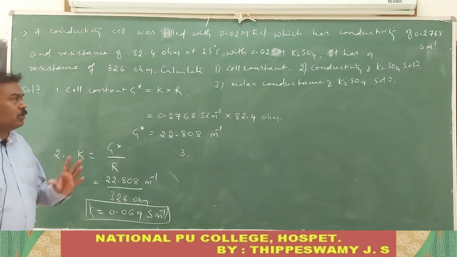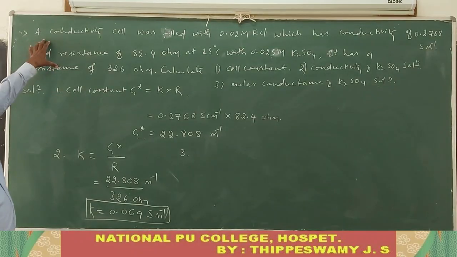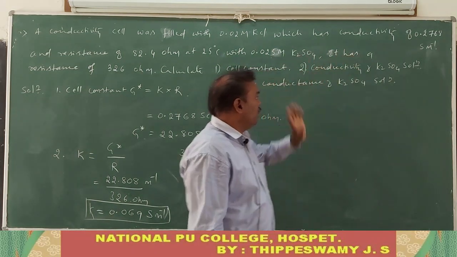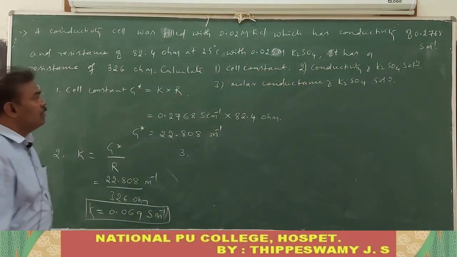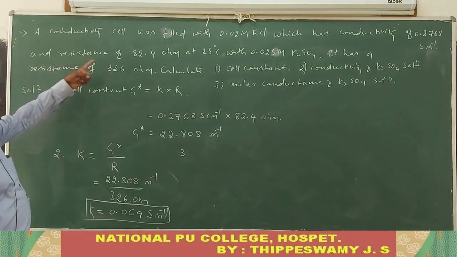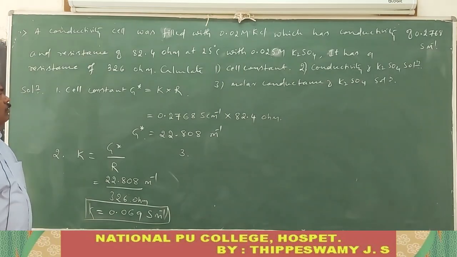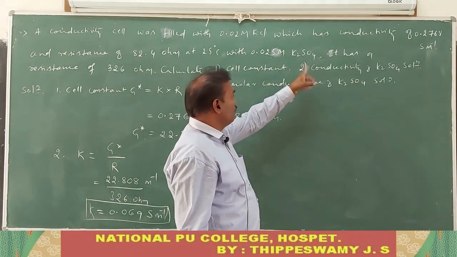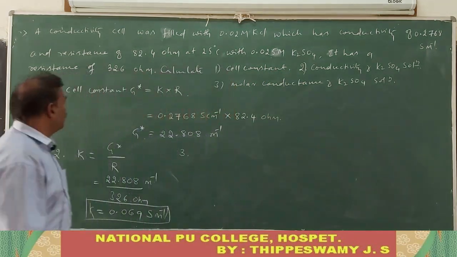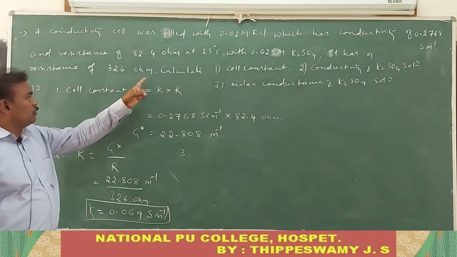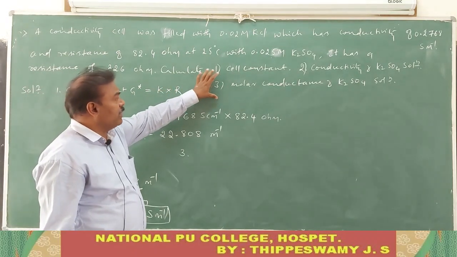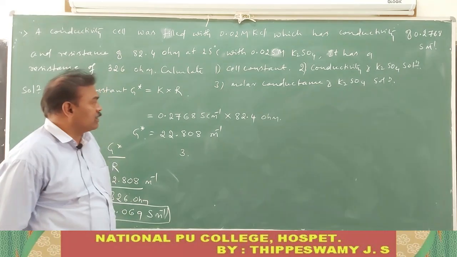Okay, we will go through the problem first of all. A conductivity cell was filled with 0.1 M KCl solution, which has a conductivity of 0.2768 Siemens per meter and a resistance of 82.4 ohm at 25 degrees Celsius. With 0.025 M K2SO4, it has a resistance of 326 ohm. Calculate three things: cell constant, conductivity of K2SO4 solution, and molar conductance of K2SO4 solution.